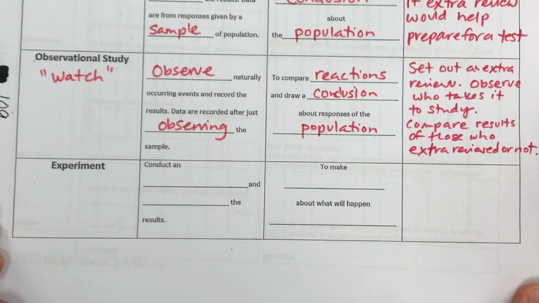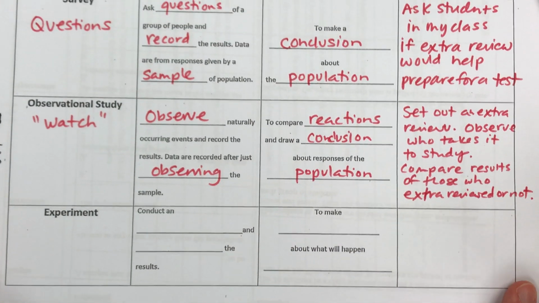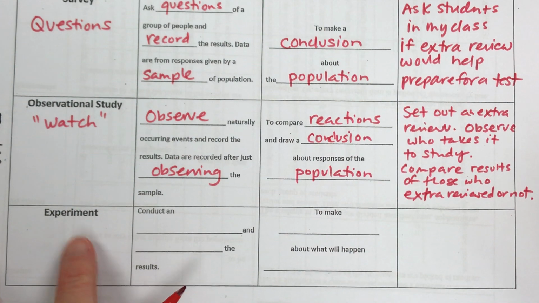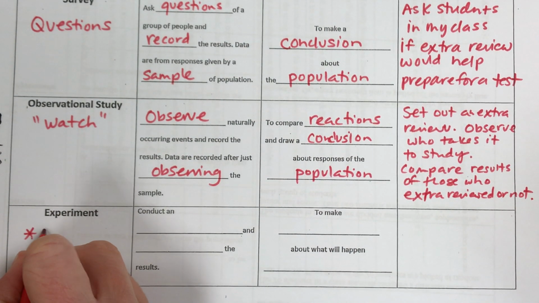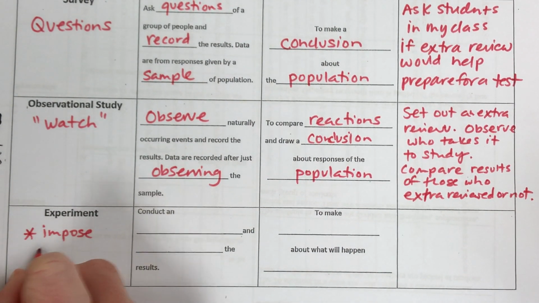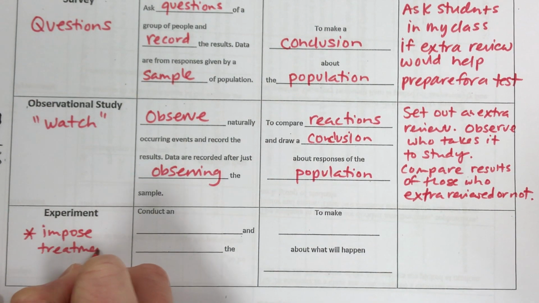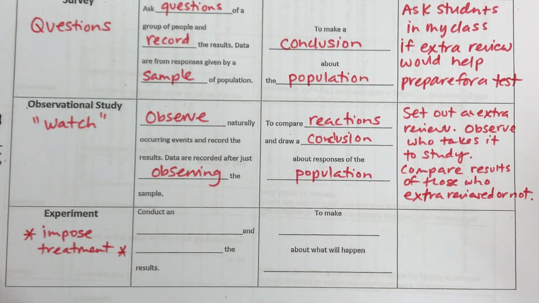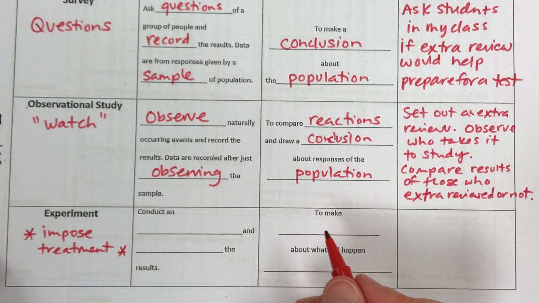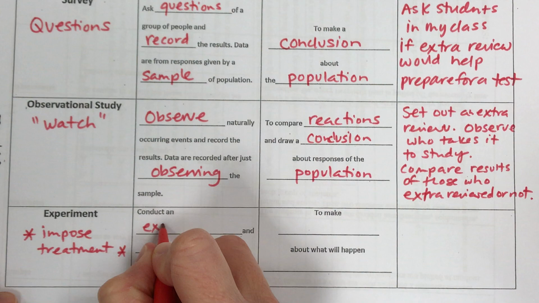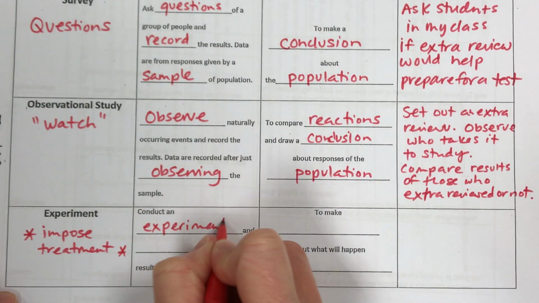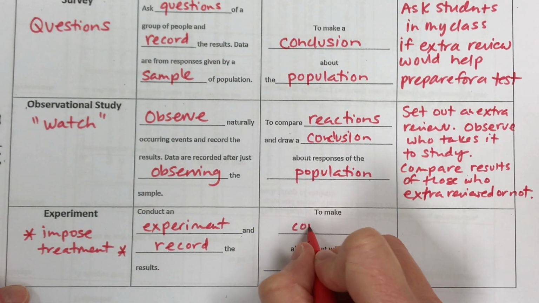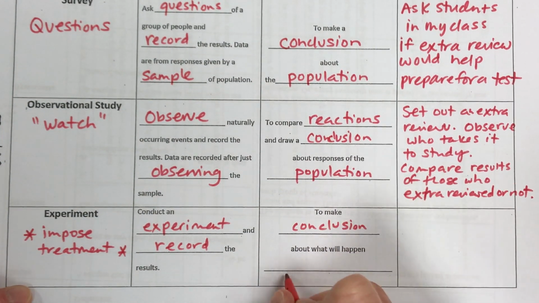All right, the last new vocab word would be experiment. I don't know that I'd say it's necessarily a brand new vocab word, but an experiment would be to impose some sort of treatment. In my opinion, it's something that's deliberately done to change results. So when you conduct an experiment, you would need to record your results. And again, this would be to make a conclusion about a population.